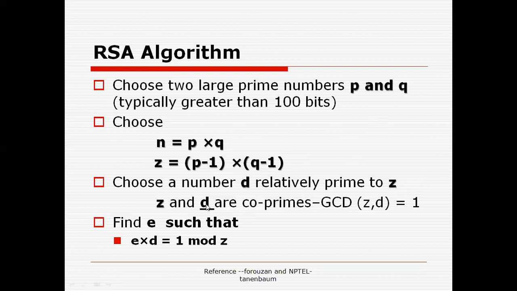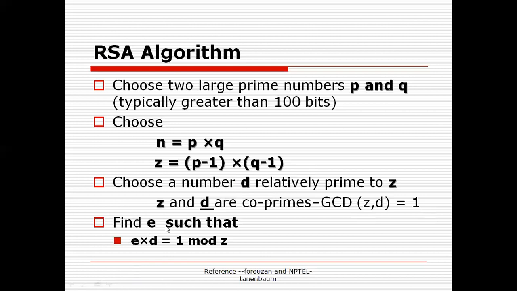D and Z are co-prime. That means their GCD should be equal to 1. So during the exam, you have to choose a value such that their GCD is equal to 1. So now you have taken one key called D. Next, from D, you have to identify E, which will act as our second key.